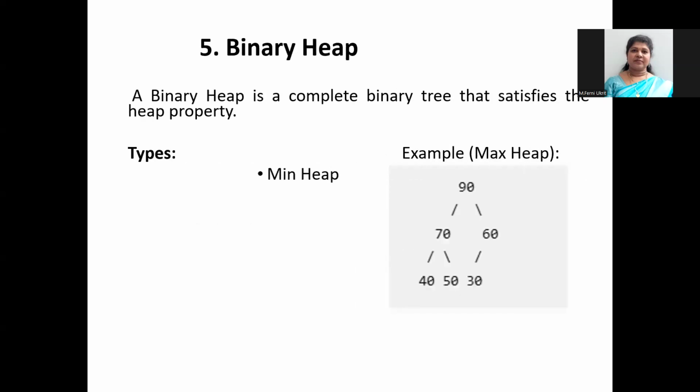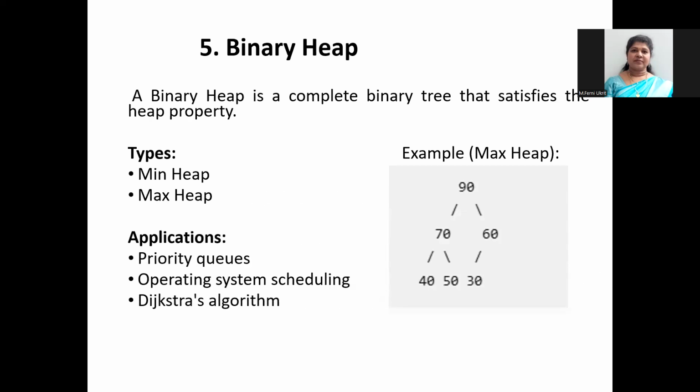Next is binary heap. A binary heap is a complete binary tree that satisfies the heap property. Here there are two types, max heap and min heap. In a max heap, the parent node is greater than or equal to its children. You can see here, 90 is greater than all other children, and 70 is greater, and 60 will be greater than its child. A min heap has a parent node that is smaller than or equal to its children. This is mainly used in priority queues, operating system scheduling, Dijkstra's algorithm, and heap sort.